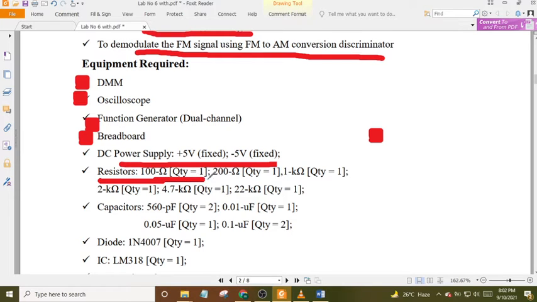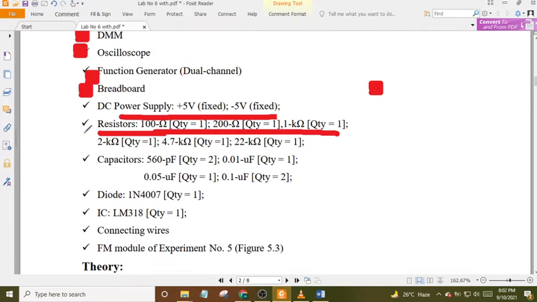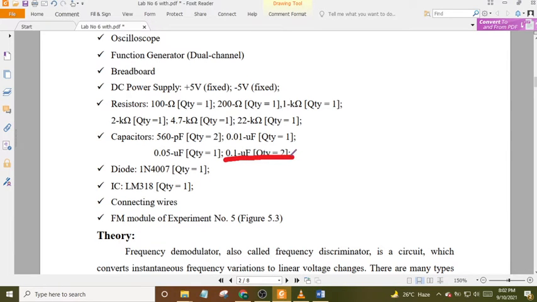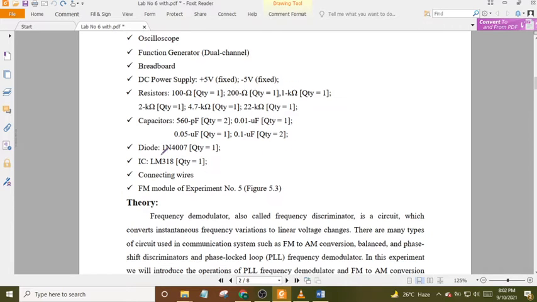quantity equals 1, 200 ohms quantity equals 1, 1K ohms quantity equals 1, 2K ohms quantity equals 1, 4.7K ohms quantity equals 1, 2K ohms quantity equals 1. Capacitors: 560 pF quantity equals 2, 0.01 uF quantity equals 1, 0.05 uF quantity equals 1, 0.1 uF quantity equals 2, diode 1N4007 quantity equals 1, IC LM318 quantity equals 1, connecting wires, modules of experiment No. 5, figure 5.3.